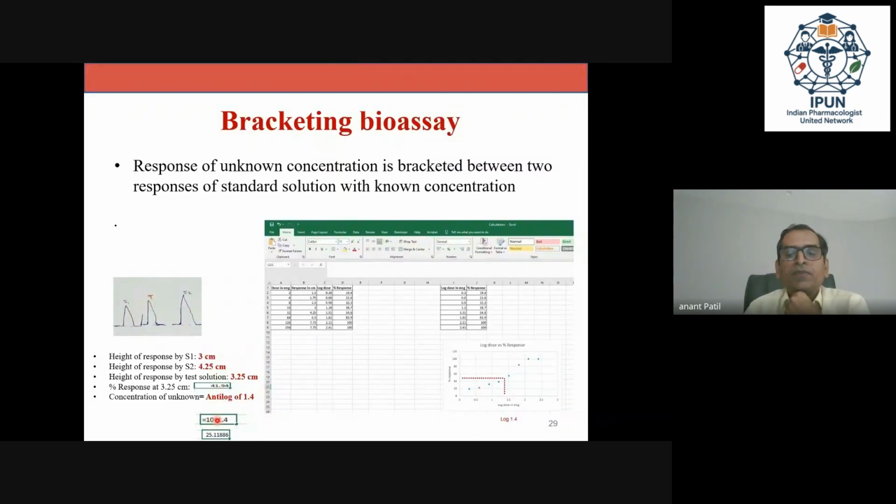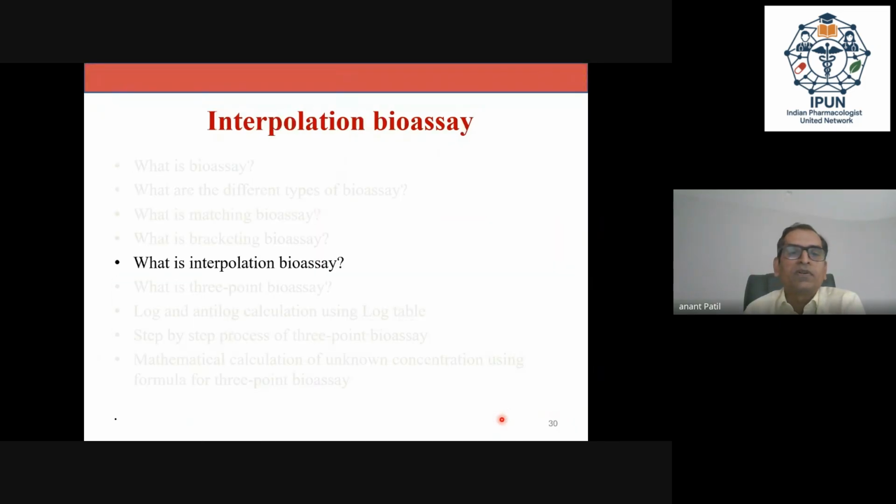Excel sheet calculation. I can use a log table for doing this anti-log calculation 1.4, which we will be discussing in the coming slides. So that was about the bracketing. Matching is just matching the concentration of the known with the unknown. Bracketing is basically you take two concentrations, S1 and S2, and you bracket the test in between, find out what the dose was, convert that into log dose, measure the centimeter length, convert that into percentage, put a DRC and do log anti-log calculation.